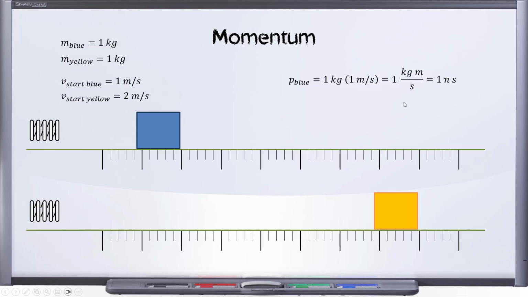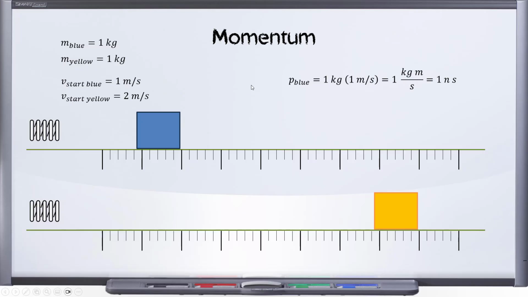And using that same relationship I said earlier, where a kilogram meter per second squared is a Newton, that means a kilogram meter per second is a Newton second. So I'm going to use this little shorthand, Newton seconds, for the units of momentum. Our blue object launches with 1 Newton second of momentum, and then as it slides, it's losing its momentum. It's giving its momentum to the sliding surface, and it eventually comes to a stop.